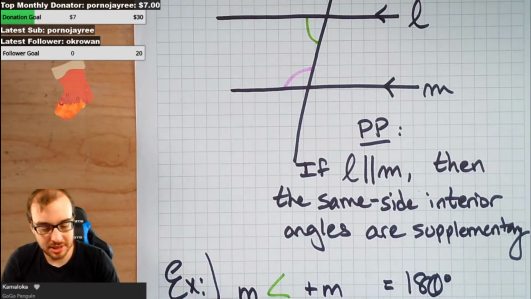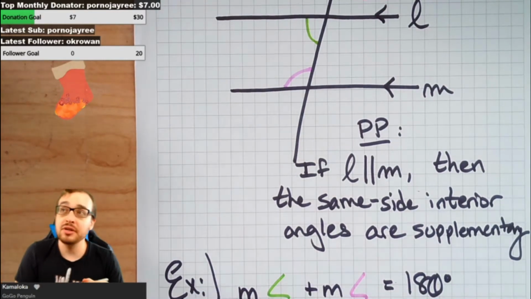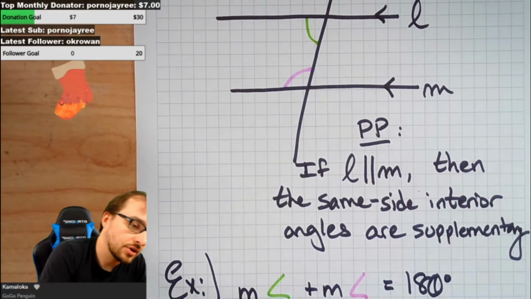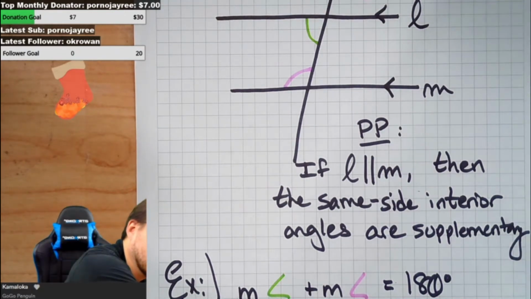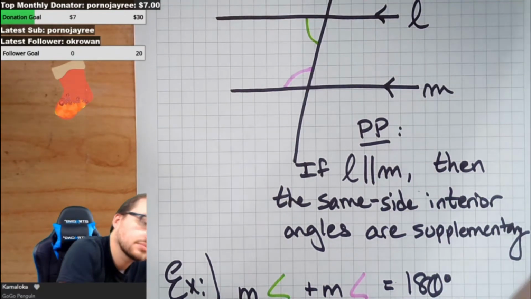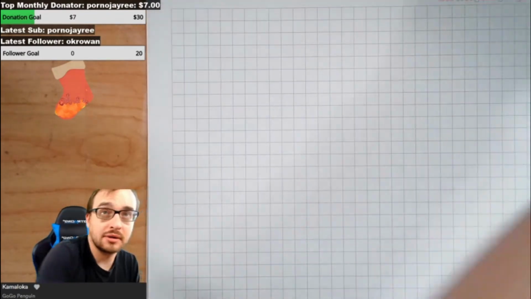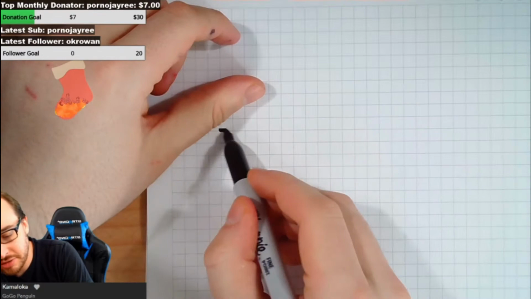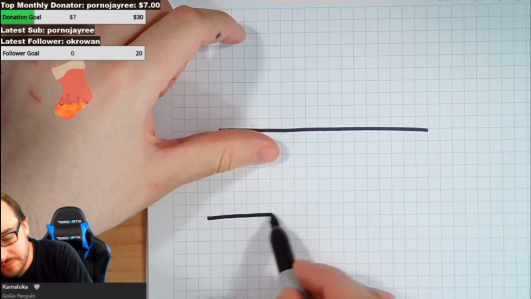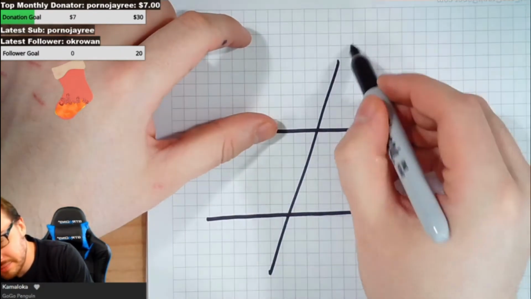So that's explaining what the parallel postulate is. Now we're going to use it to solve some problems, right? So I give you guys a diagram, and we're supposed to figure out what angles are congruent to what. So here's what the diagram looks like. Very basic transversal diagram. So I've got something like this going on.